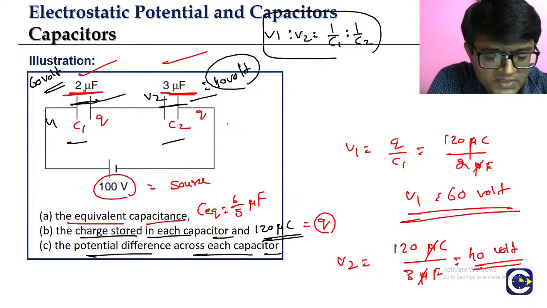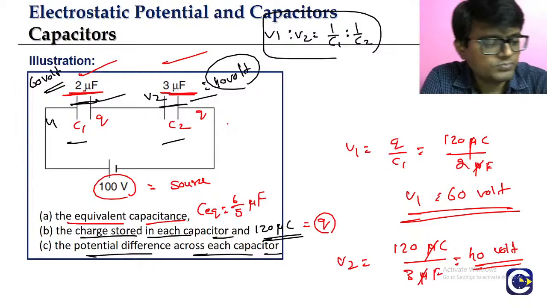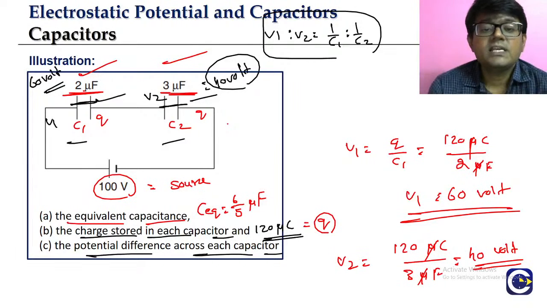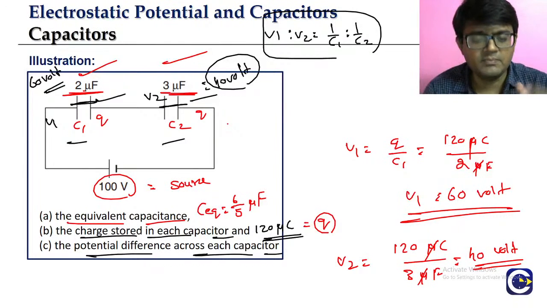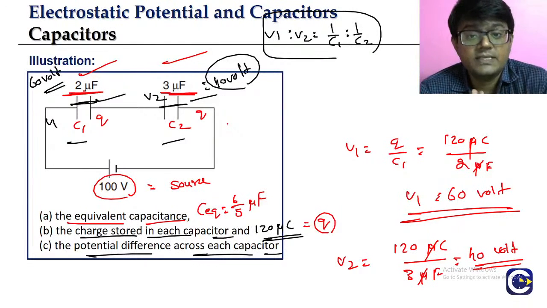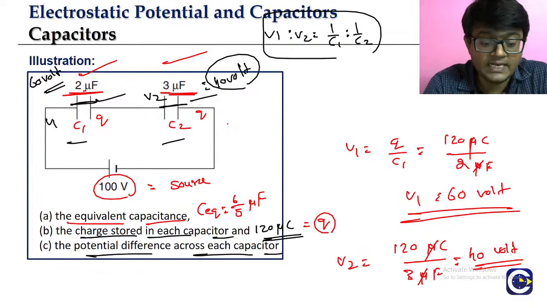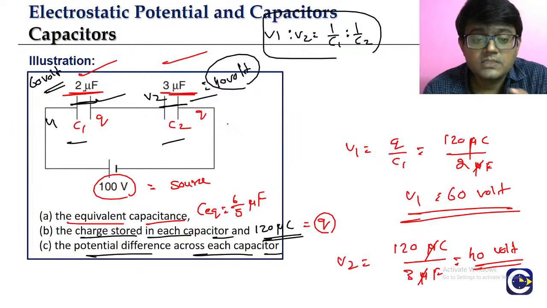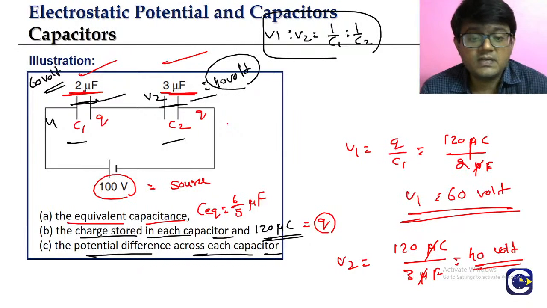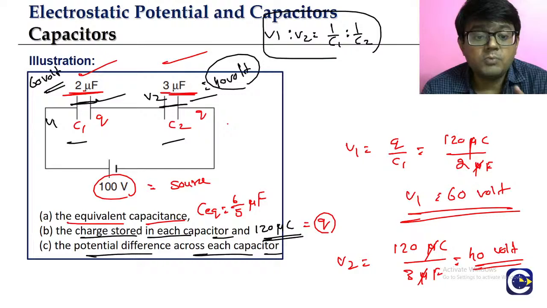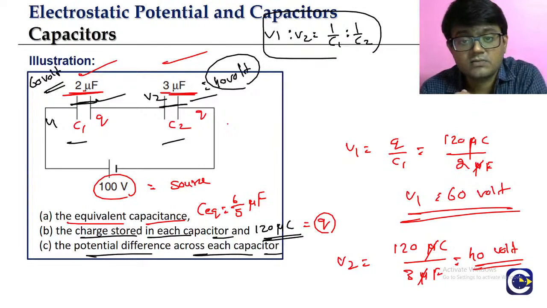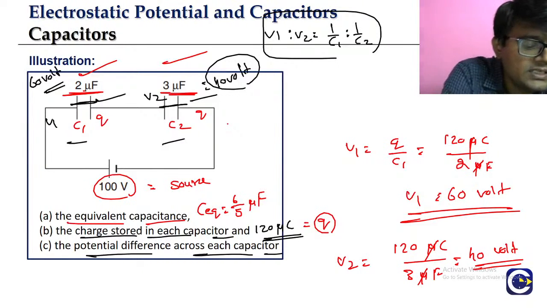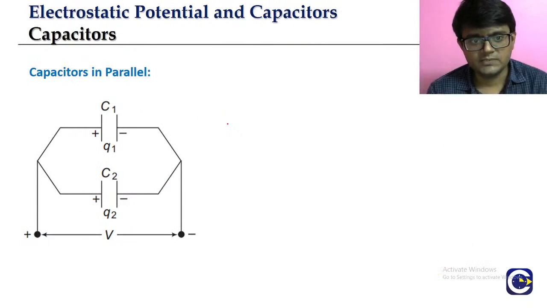Okay. Good, Maithili. So questions like this are what will come. If you are having the series combination of capacitors, what can they ask us? They can ask us the equivalent capacitance value. They can ask us the charge stored on each of the capacitors. They can also ask us the potential difference across each capacitor. Okay, wow. So these are the things that can be asked. So this is about the series combination.